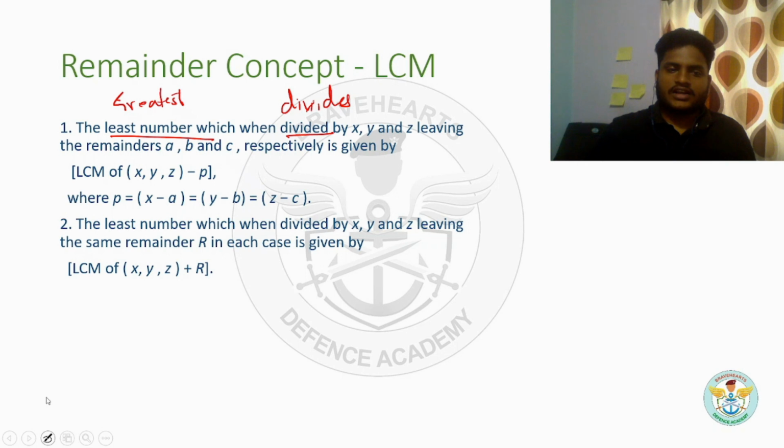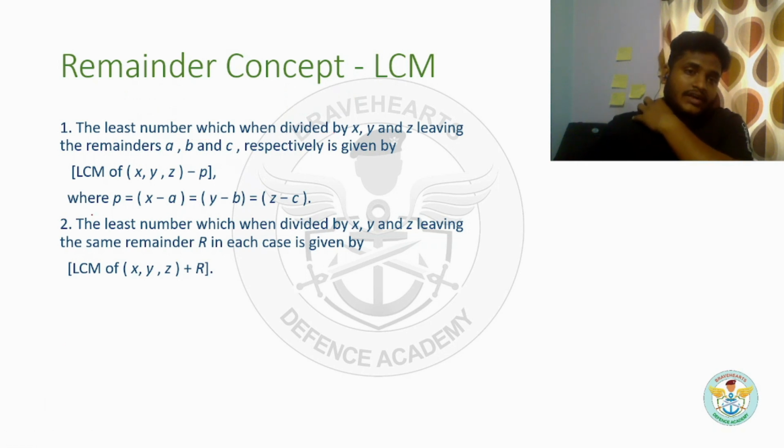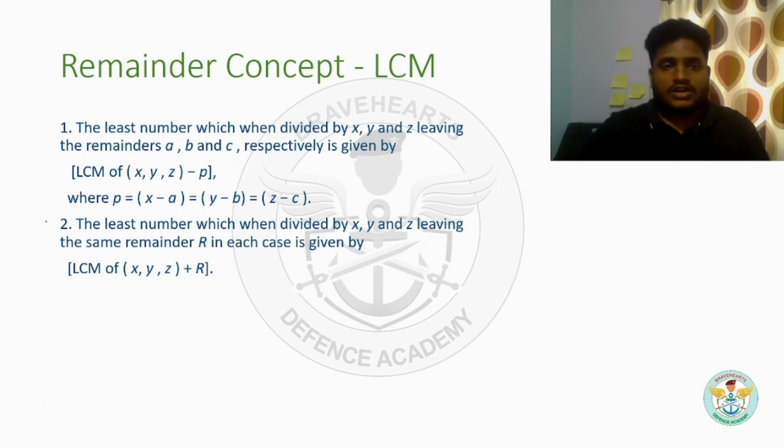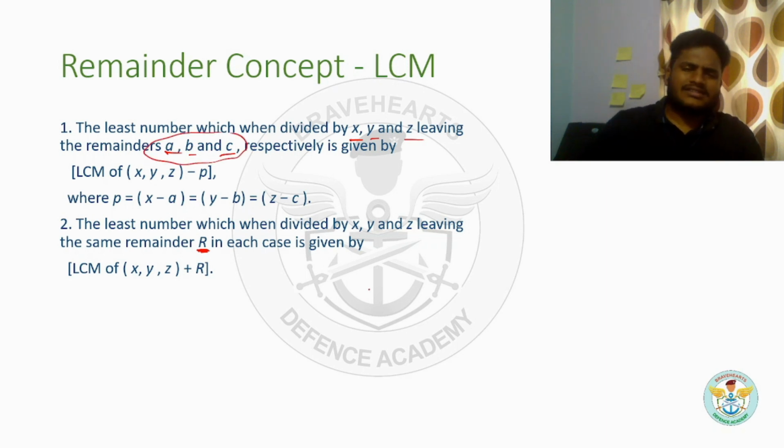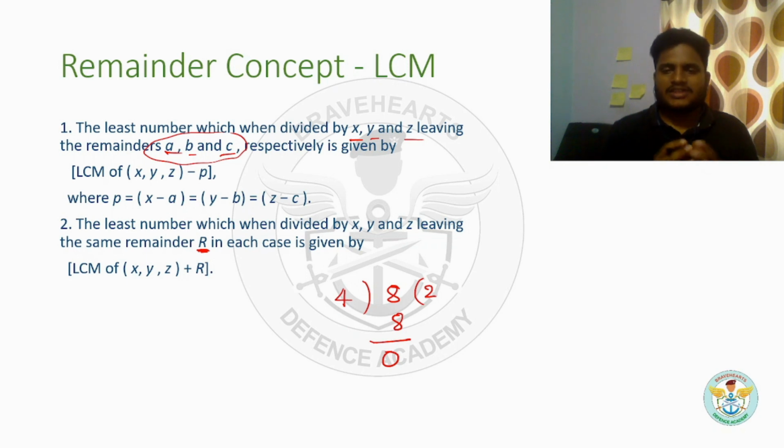If you are writing in your copy, then I want you guys to copy these two formulas here. The least number, which when divided by x, y and z, leaving remainders a, b, c respectively, is given by. The difference between the two formulas is, here the remainder is same. Here we have three different numbers when they are divided by three different numbers. The same thing here. Let us say we have LCM of 8 and 4. If I divide 8 by 4, then I'll get what? 0 as the remainder. But in some cases, there will be some remainder.